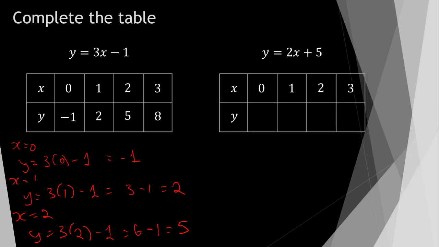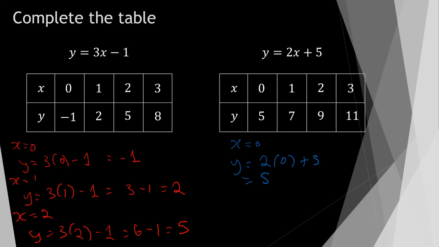Let's do this example here, and I'll only do the first one. So when x equals 0, what does y equal? Y equals 2 times 0 plus 5. 2 times 0 is 0, plus 5 is just 5. And so on. You need to keep substituting to complete the table.